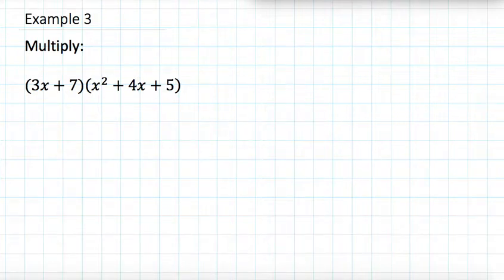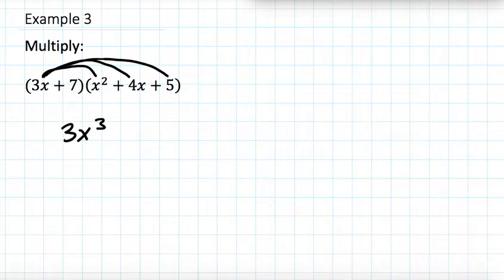And I'm going to show you a couple of different ways that you can use to keep track of what you're multiplying, because the common way to make a mistake here is to forget one of the terms because there's so many things that need to be multiplied. So I'm going to start by multiplying the 3x by each of the three terms in the second set of parentheses. So that's going to give me 3x to the third plus 12x squared plus 15x.